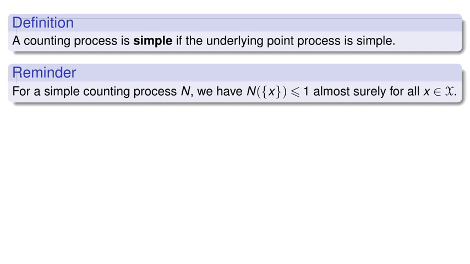As a reminder, for a simple counting process N, we have that N of the set containing a single point {x}, is less than or equal to 1 almost surely for all x in 𝒳. This just means we don't have multiple points at the exact same location.